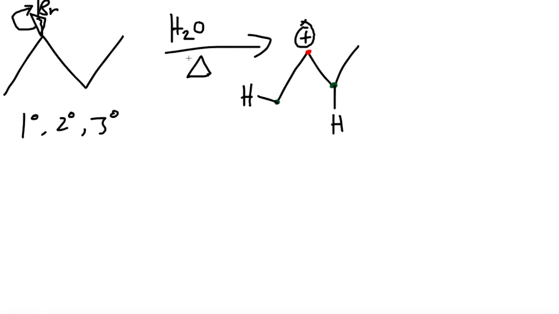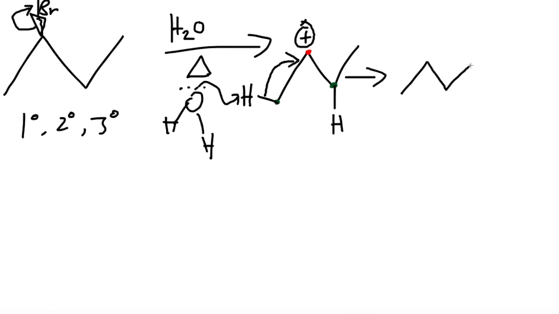The second thing that happens is that the reagent comes in, the water. Water comes in with its lone pairs, grabs the hydrogen, and forms the double bond where the carbocation is. And so this will give us a product that would look like this. And this is one product.